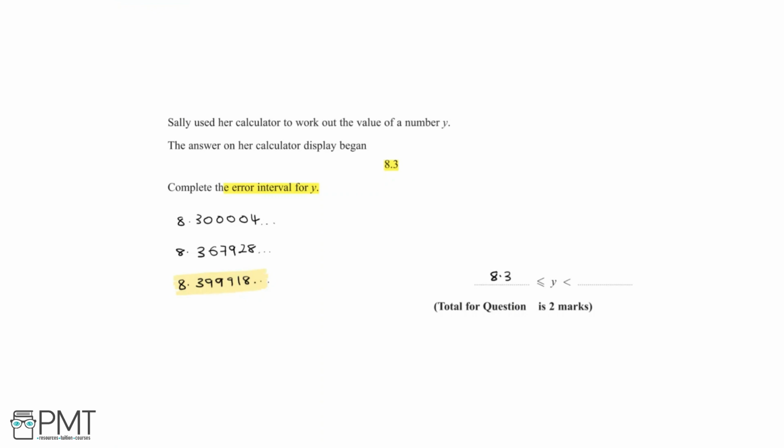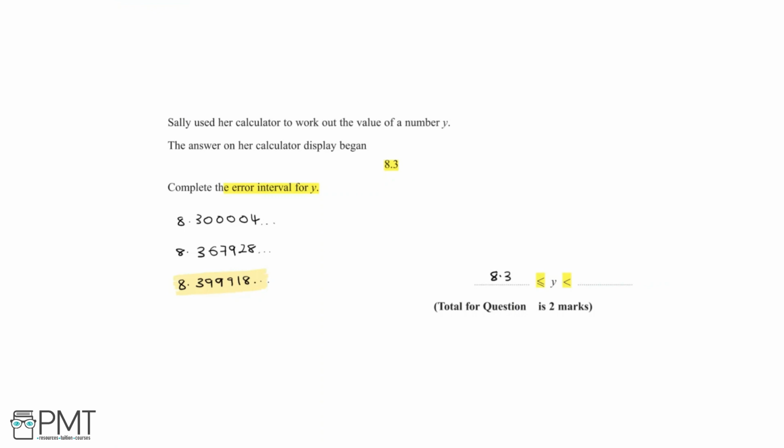Now looking at the error interval provided for us, we have a less than or equal to sign on the left hand side, and then we have a less than sign on the right hand side. Since we have 8.3 on the left hand side, we said that y can be greater than or equal to 8.3. And so we've included 8.3 in our error interval because 8.3 still begins with 8.3.